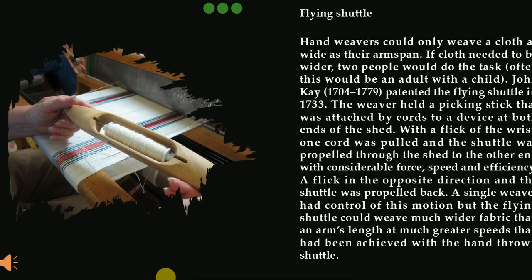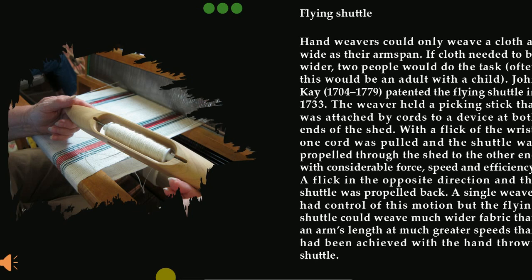Flying shuttle. Hand weavers could only weave a cloth as wide as their arm span. If cloth needed to be wider, 2 people would do the task. Often this would be an adult with a child. John Kay, 1704–1779, patented the flying shuttle in 1733.